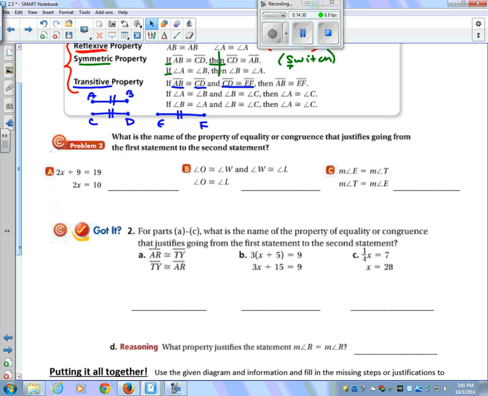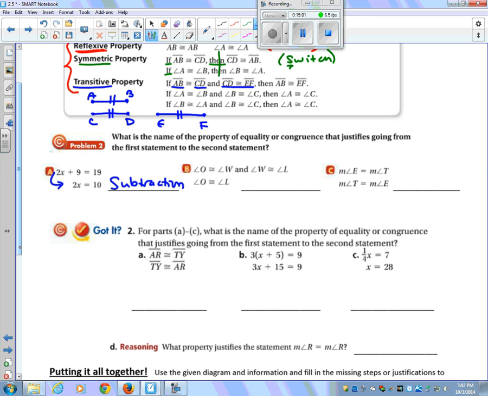So, in this problem, we're just asked to give the property of equality or congruence that justifies going from the first statement to the second statement. Just to get the practice in asking yourself, how did I get from one step to the next step? So 2x plus 9 equals 19. 2x equals 10. What do we do to both sides of the equation? Subtraction property of equality. We subtracted 9 from both sides.